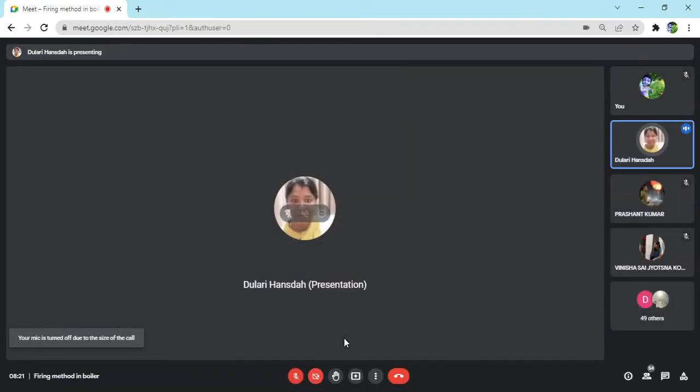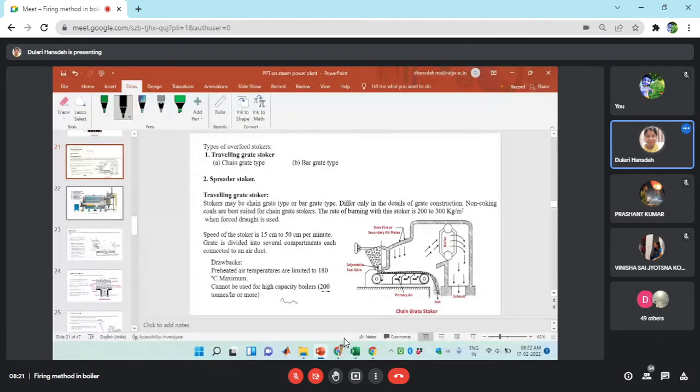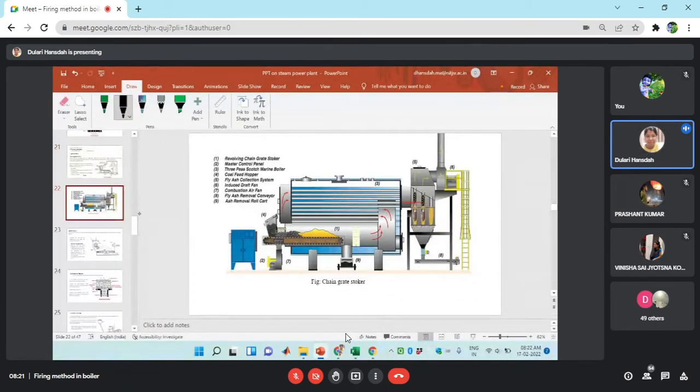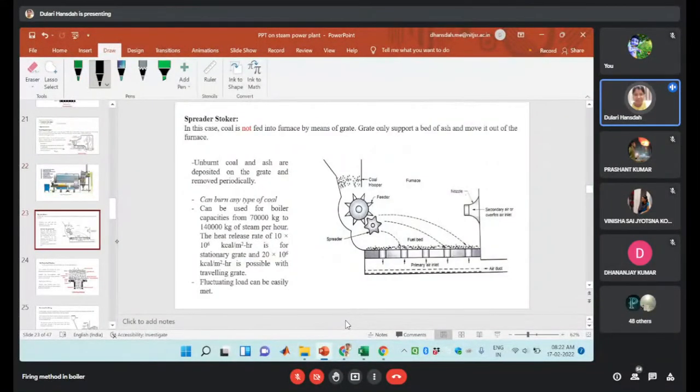Steam rate actually. So that is your spreader stoker. Then I have shown you the diagram for the chain grate stoker. Then we are having the spreader stoker, where the supply of the coal will be uniformly distributed with the help of the spreader over the bed of the grate. And in this case, we can burn any type of coal.